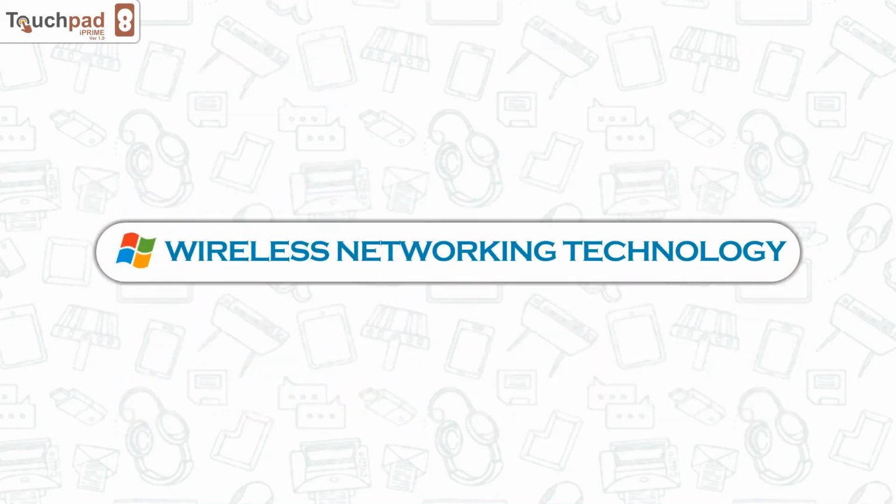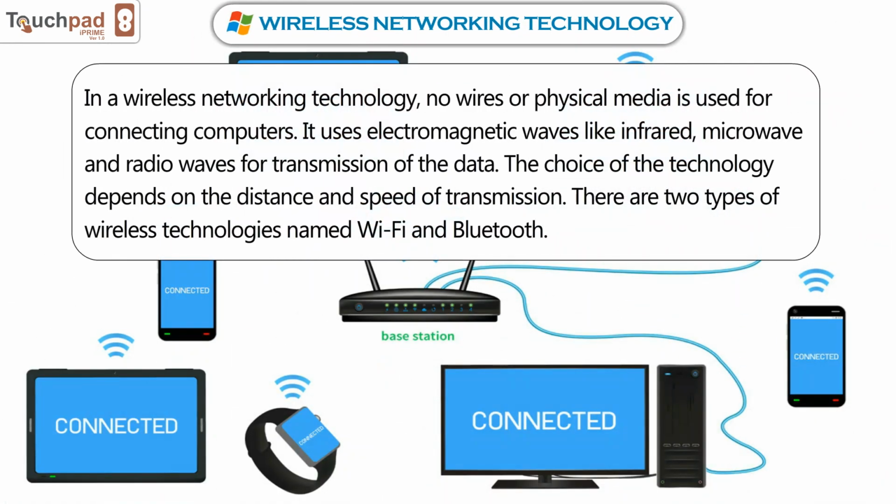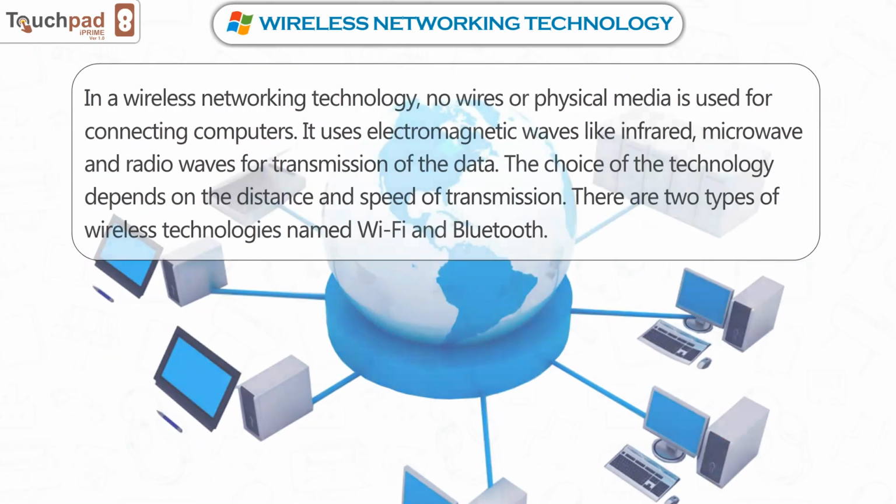Wireless networking technology. In a wireless networking technology, no wires or physical media is used for connecting computers. It uses electromagnetic waves like infrared, microwave and radio waves for transmission of the data. The choice of the technology depends on the distance and speed of transmission. There are two types of wireless technologies named Wi-Fi and Bluetooth.